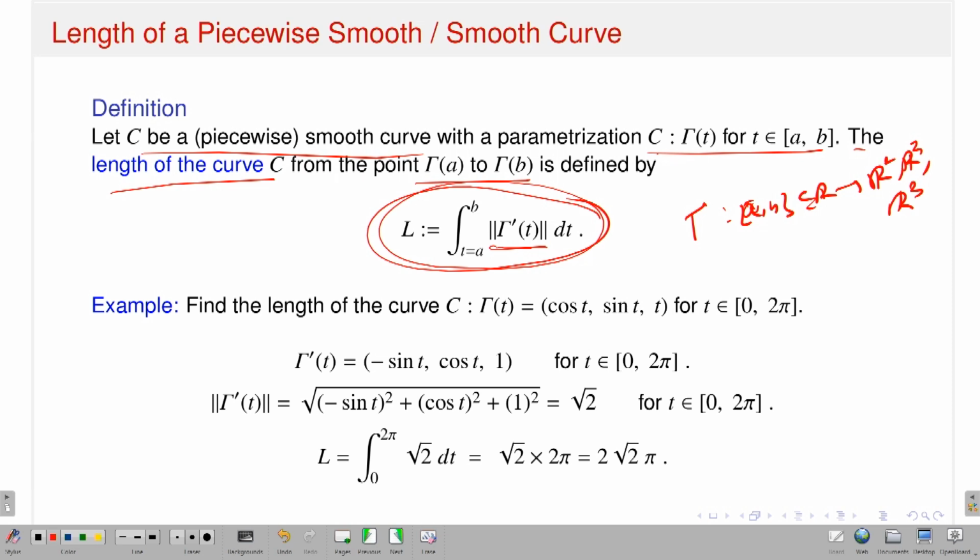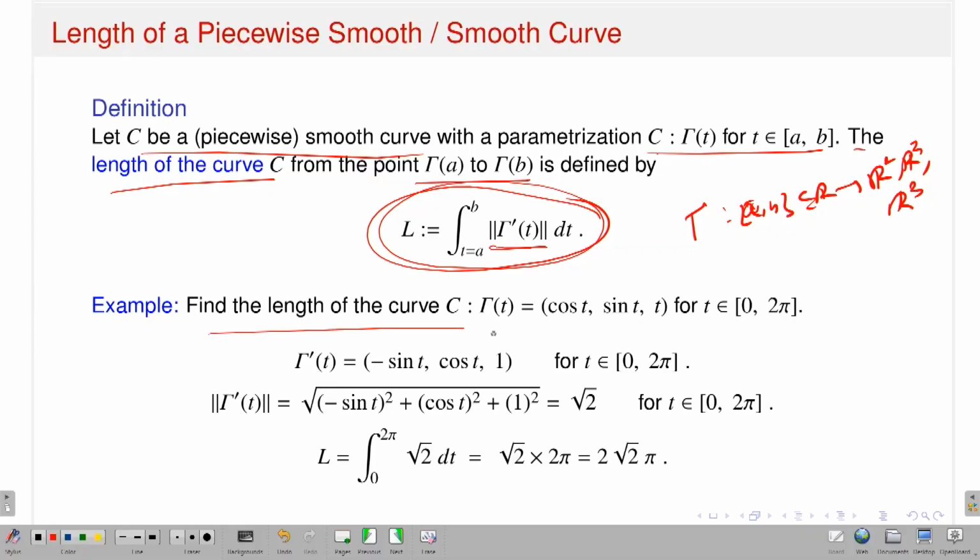Talk about a smooth or piecewise smooth curve, then it will have a parameterization. It is a function from some subset of R to Rn. Since it is piecewise smooth, gamma prime t exists on the closed interval AB except at finitely many points, where it is differentiable. Once it is differentiable, it is a vector in Rn, so the norm makes sense. You take the norm and integrate, and the value of the integration is nothing but the length of the curve. One example, just see.